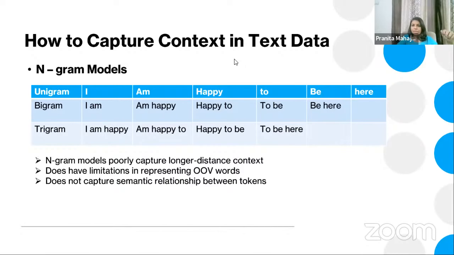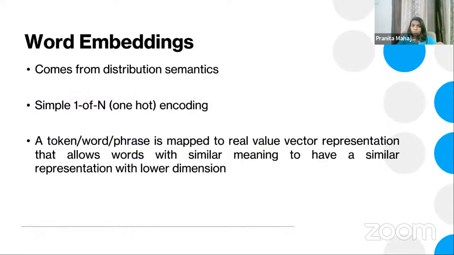But then still it has limitations in representing the out of vocabulary words. It does not capture the semantic relationship between the tokens, because it is just saying that the words are occurring together in a particular context or in a particular window, for example. So what can be the solution to this? Of course, word embeddings come to the rescue here. So now we are actually entering into today's discussion.